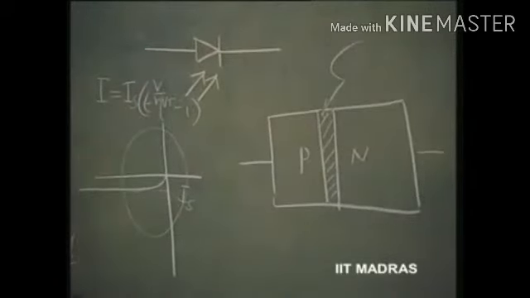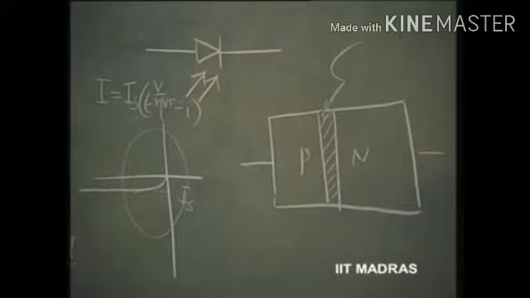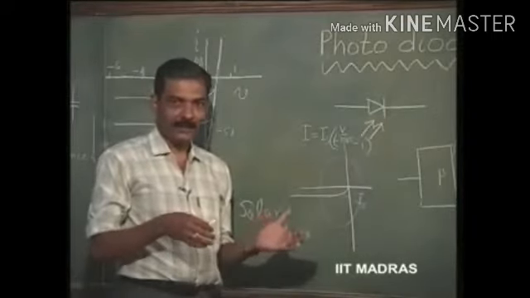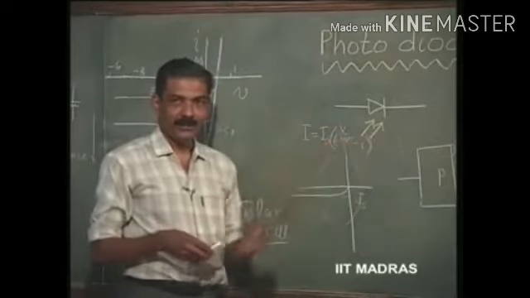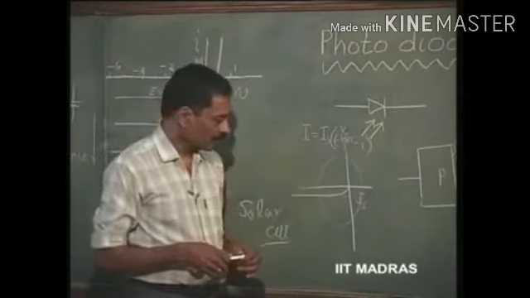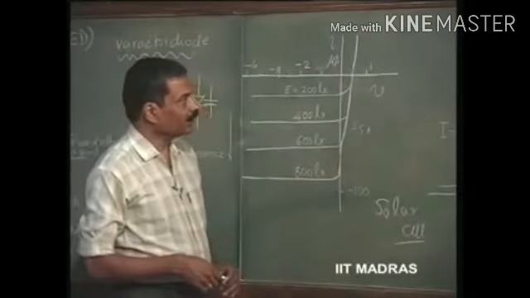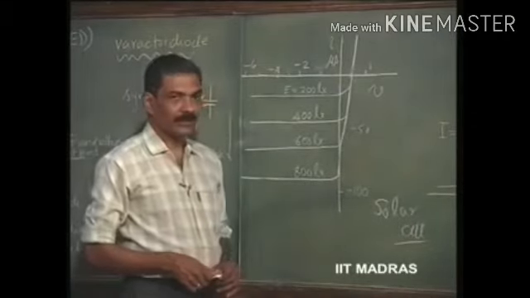This can also be used to convert light energy into electrical energy. Also for measurement of light: you can use this as a transducer, apart from using it as a battery. These are the various important applications of the photodiode.